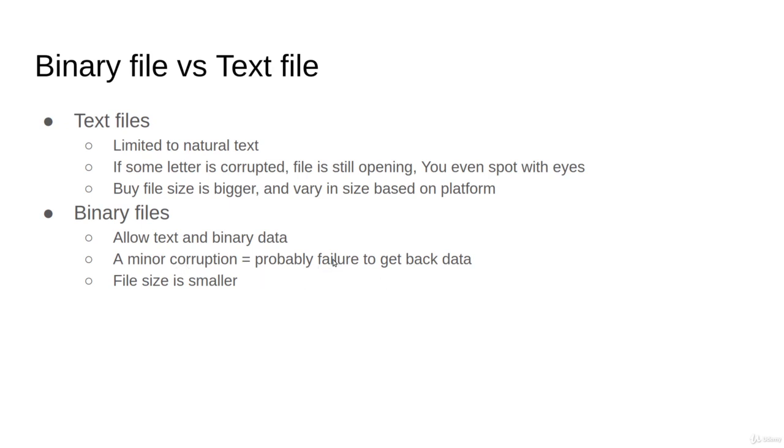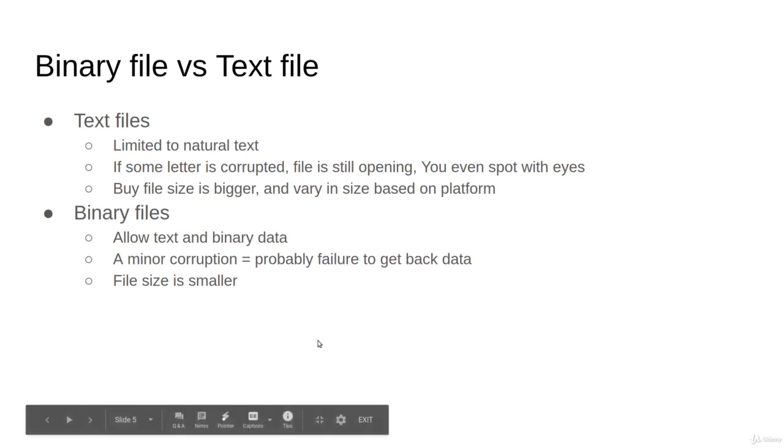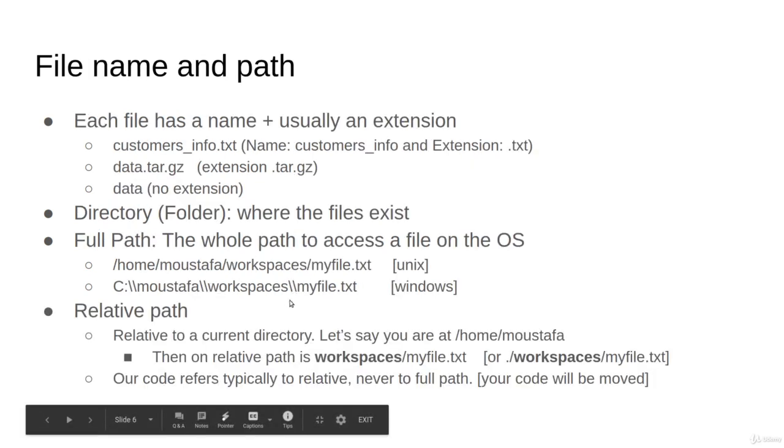For example, open any image, try to access its content, and remove maybe a few digits from it, a few cells from it. You probably will not be able to open the image again, especially if you did that from the top of the file. The file size is typically smaller, and I guess typically it will be the same from one platform to another, at least most of the time.